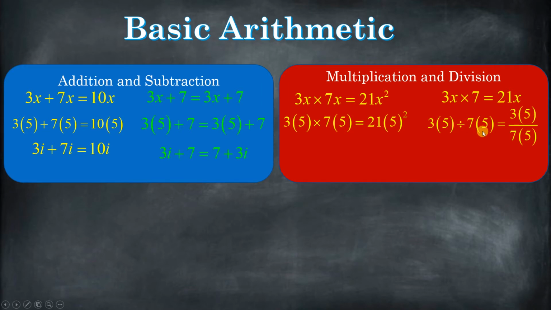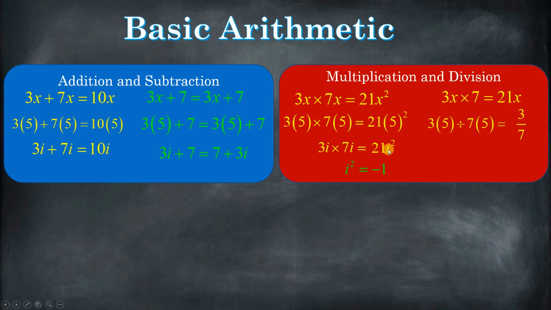If you have like terms, that means you have a common factor. That means you can reduce, right? So this would be 3/7. Now, let's see how that works for imaginary numbers. If you had 3i times 7i, well, 3 times 7 is 21, right?